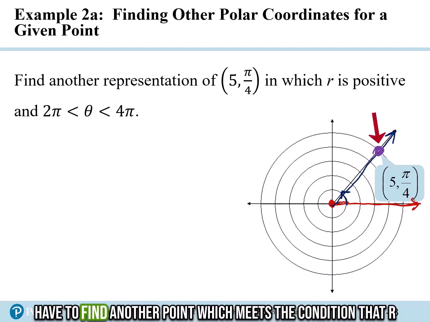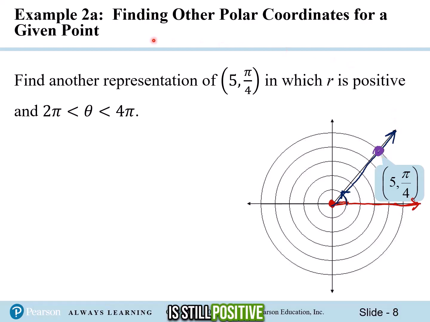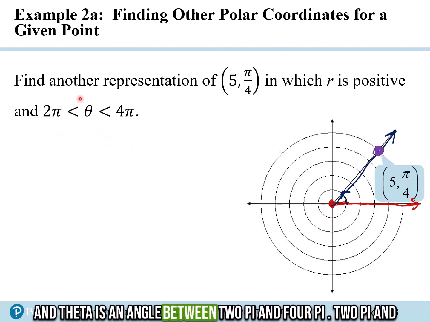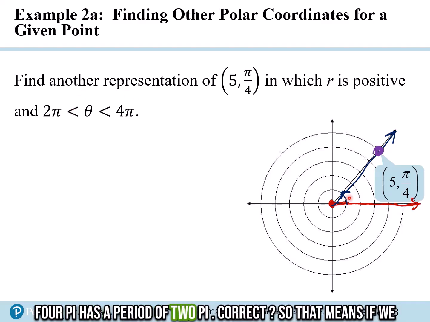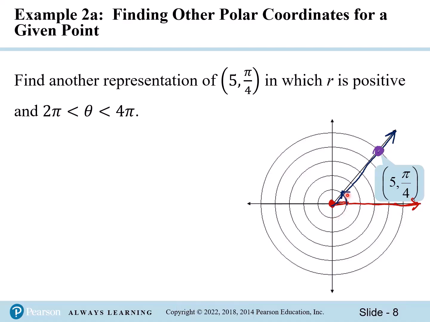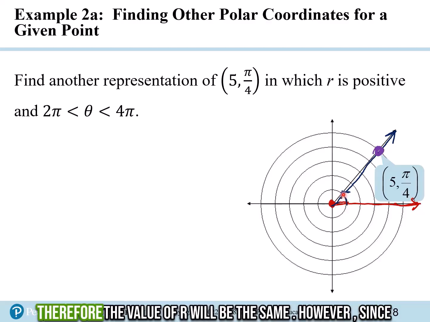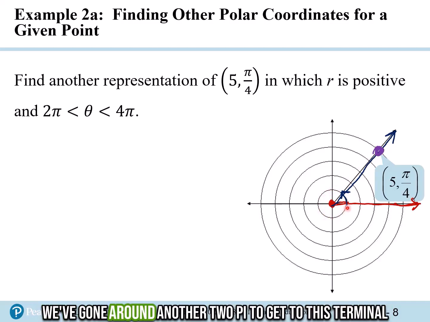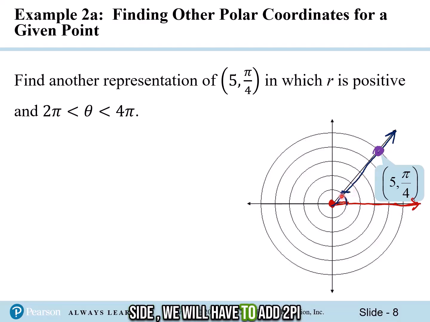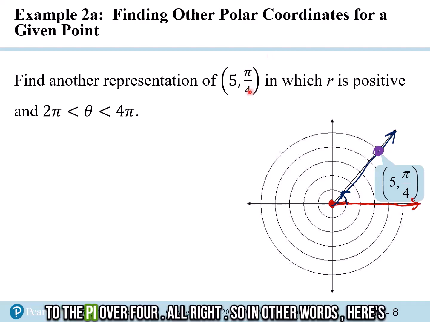Now we have to find another point which meets the condition that r is still positive and theta is an angle between 2 pi and 4 pi. 2 pi and 4 pi has a period of 2 pi, correct? So that means if we go around 2 pi units from the terminal side, we'll come to the same point. Therefore, the value of r will be the same. However, since we've gone around another 2 pi to get to this terminal side, we will have to add 2 pi to the pi over 4.